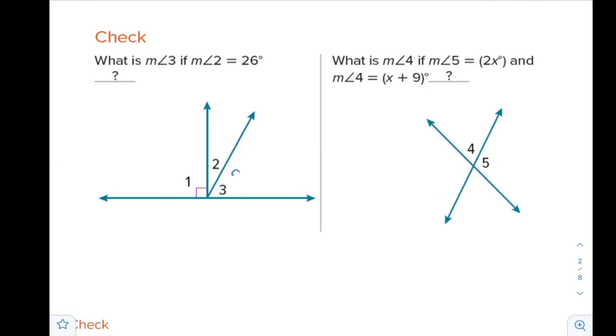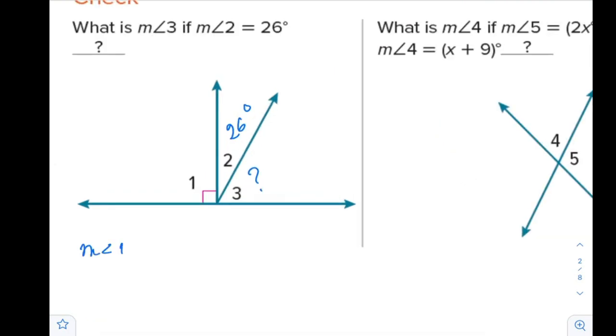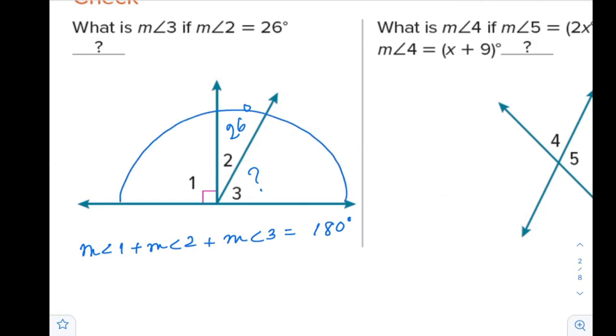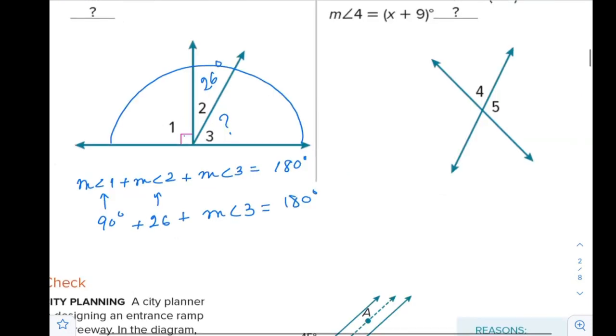What is the measure of angle 3 if the measure of angle 2 is 26 degrees? As you see here, the measure of angle 1 plus the measure of angle 2 plus the measure of angle 3 all together have a sum of 180 because they are forming a line. By substitution, the measure of angle 1 is 90 degrees because this is a right angle. The measure of angle 2 by substitution is 26. The measure of angle 3 we don't know, and we need to solve for the unknown. So how can we do that?